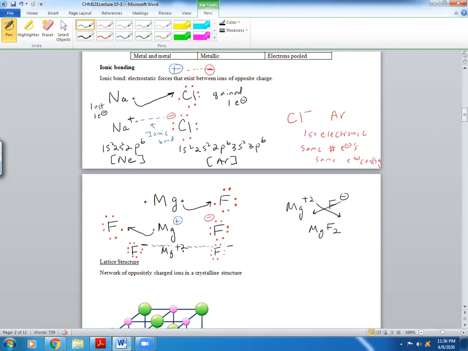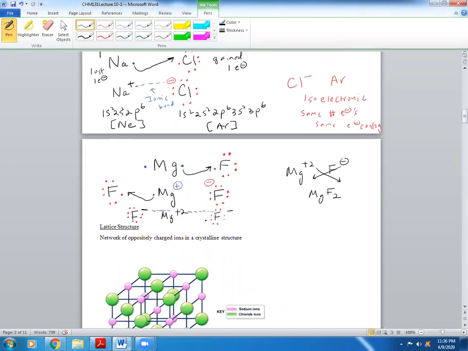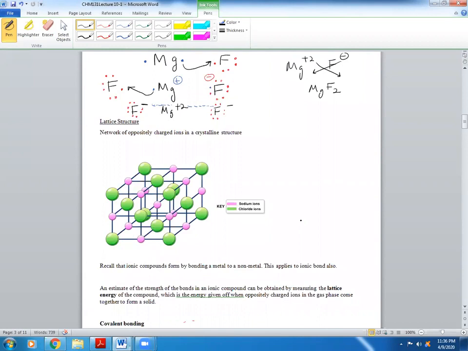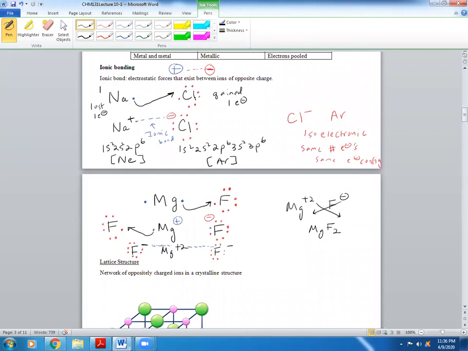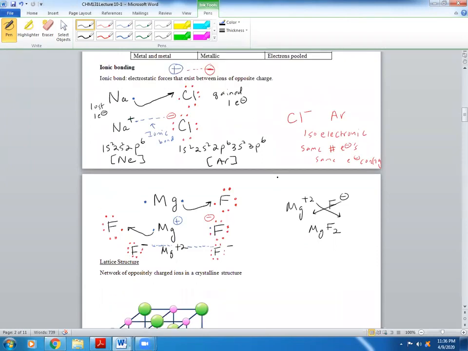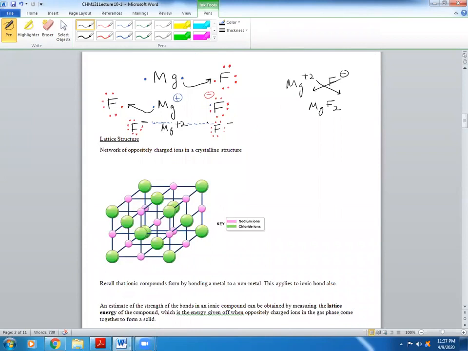So once again, be able to draw these bonds, determine how many ions you need, until again you have the octet, until you have 8. What about ionic compounds? So if I have sodium chloride, NaCl, table salt, what is its structure? Because it's a solid. Well, it has what we call a lattice structure.